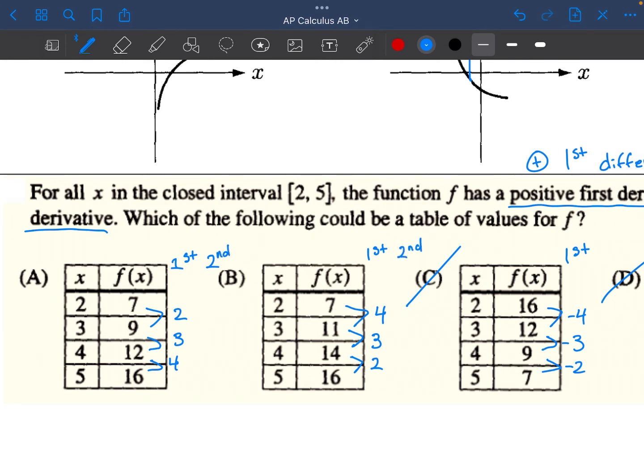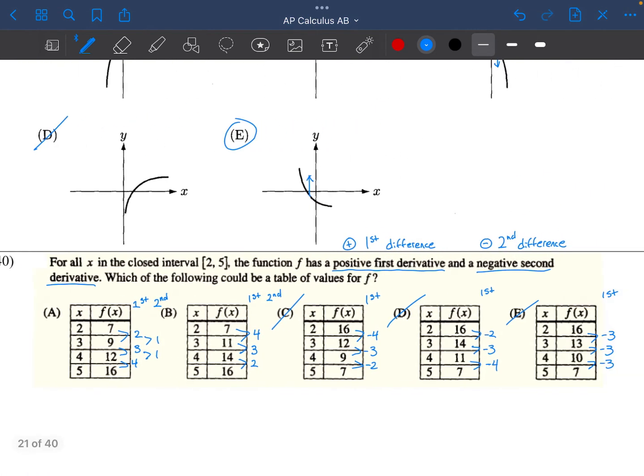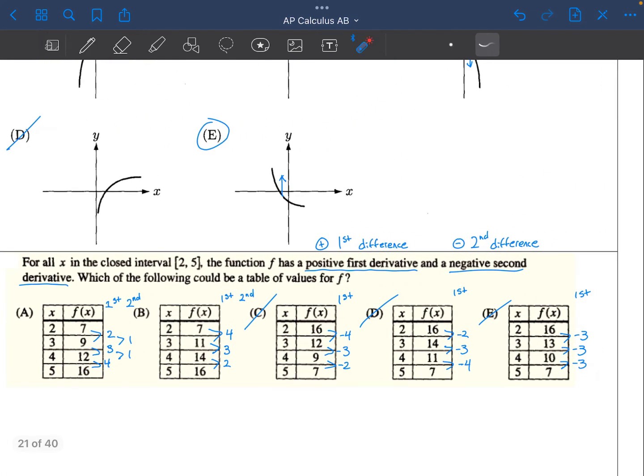The second differences: how do you get from 2 to 3? Well, I have to add 1, so that's going to be positive 1. Or you can think of this again as 3 minus 2. What is 4 minus 3? 1. That is a problem because we want the second differences to be negative. That's what it said up here. Negative second differences, and those are all positive, so it's not A, and by process of elimination, it is B.